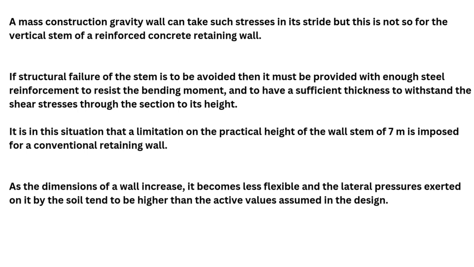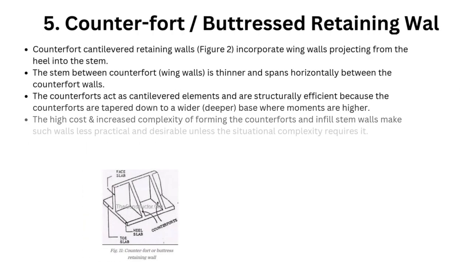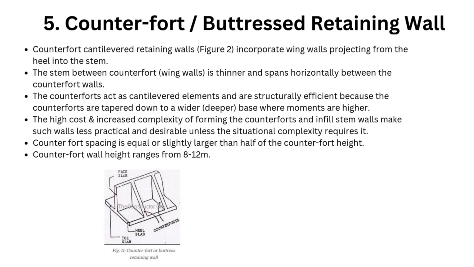As the dimensions of a wall increase, it becomes less flexible and the lateral pressures exerted on it by the soil tend to be higher than the active values assumed in the design. 5. Counterfort/buttressed retaining wall. Counterfort cantilevered retaining walls, Figure 2, incorporate wing walls projecting from the heel into the stem. The stem between counterfort, wing walls, is thinner and spans horizontally between the counterfort walls. The counterforts act as cantilevered elements and are structurally efficient because the counterforts are tapered down to a wider, deeper, base where moments are higher.